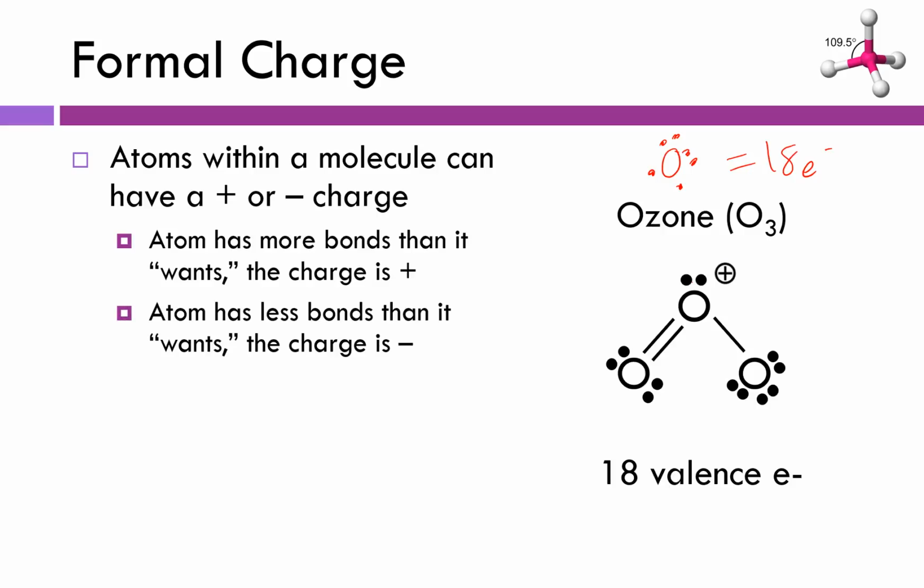Atoms that have fewer bonds than they typically want get a negative charge. You can think about it as, okay, this atom is used to sharing the pair of electrons. Now those electrons belong only to that atom. That extra pair of electron ownership is going to make it negative.